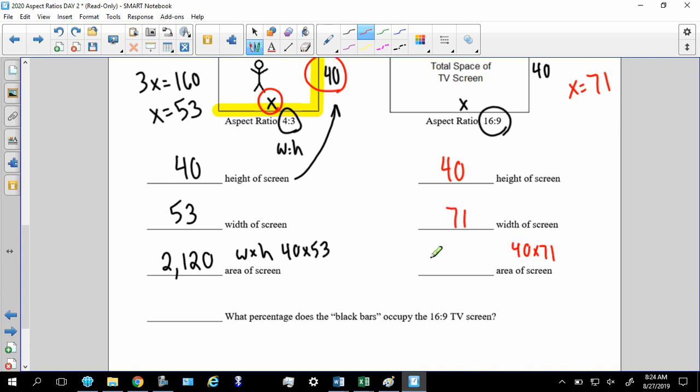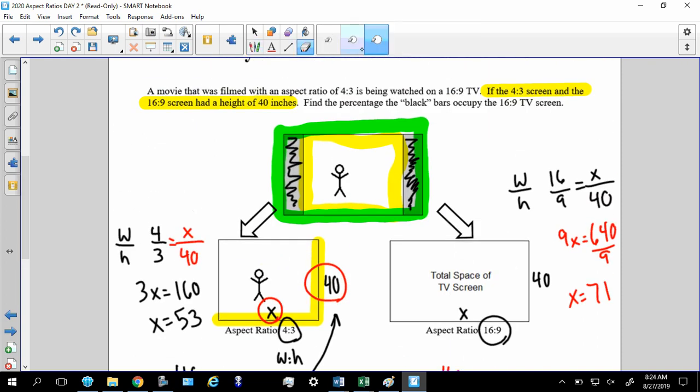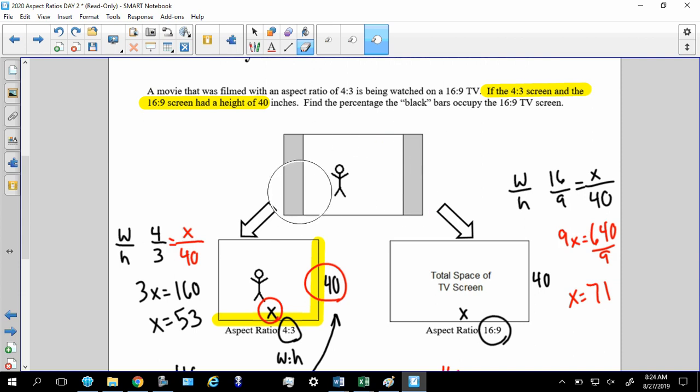You do the math, you get 2,840. Now, it says, what percentage does the black bars occupy? Well, let's go back to our beginning picture here. And I drew a lot on it, so I'm going to erase a little bit. Notice that the black bars do take up some space on the widescreen TV.